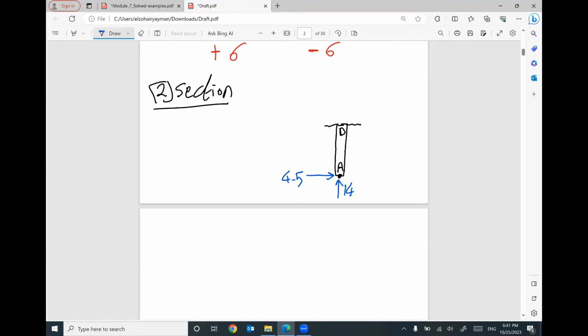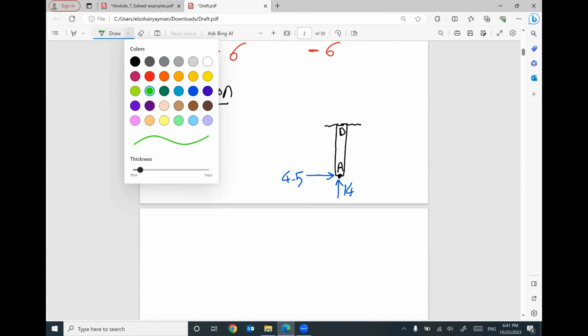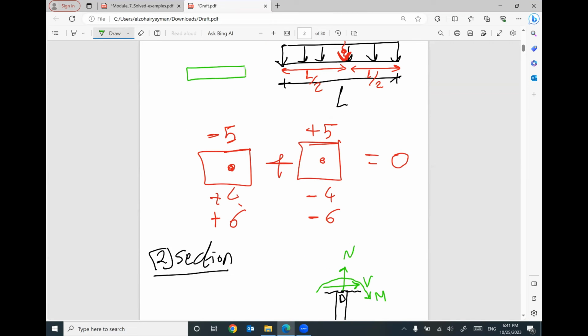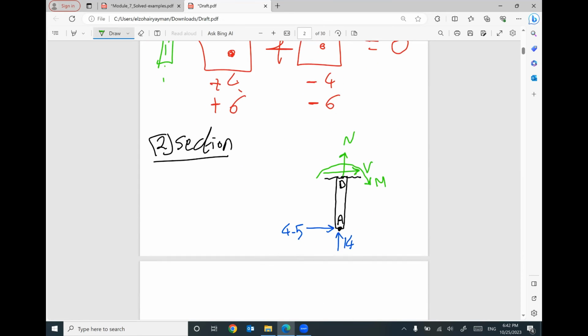At your cut, I will have capital N parallel to the member, capital V perpendicular to the member, and the capital M looks like this at your cut. Keep in your mind all the time, if your member is horizontal, your capital N will be parallel. If your member is vertical, your capital N will be parallel. I don't care horizontal or vertical. Your capital N parallel, because this is axial force, must be parallel to the axis of the member. This is the meaning of axial force.